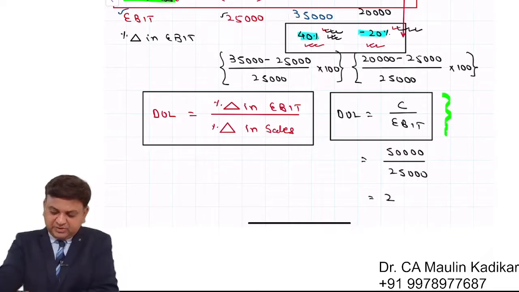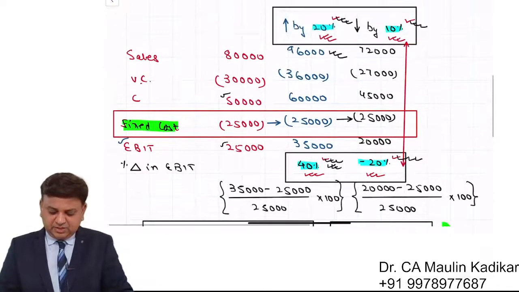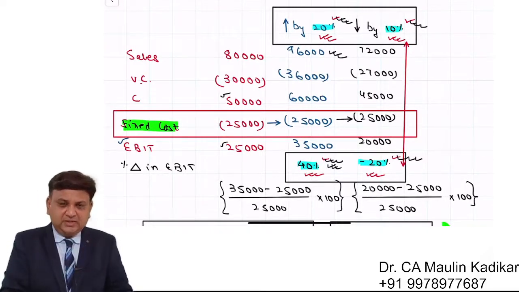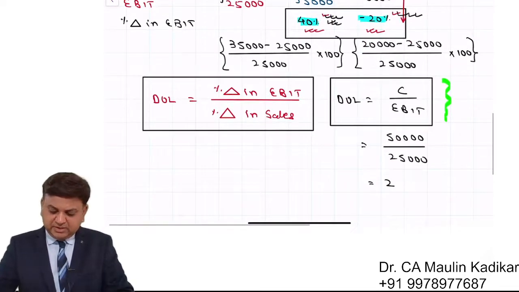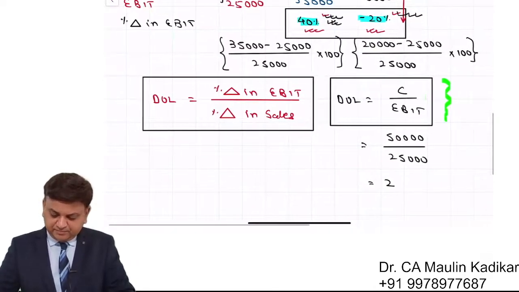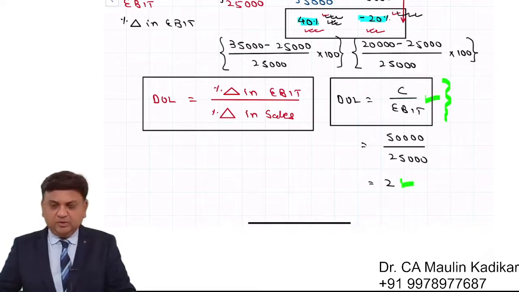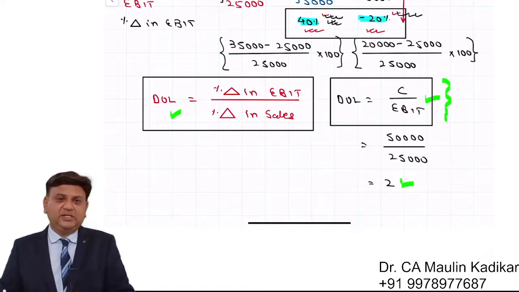Giving explanation of the derivation of the formula. Everybody is requested to pay attention. Right now I am focusing on how DOL is calculated. This is the way it is calculated. I am explaining the derivation of the formula. Whatever the answer of the DOL, what does it show? It shows what will be the percentage change in EBIT upon percentage change in sales.